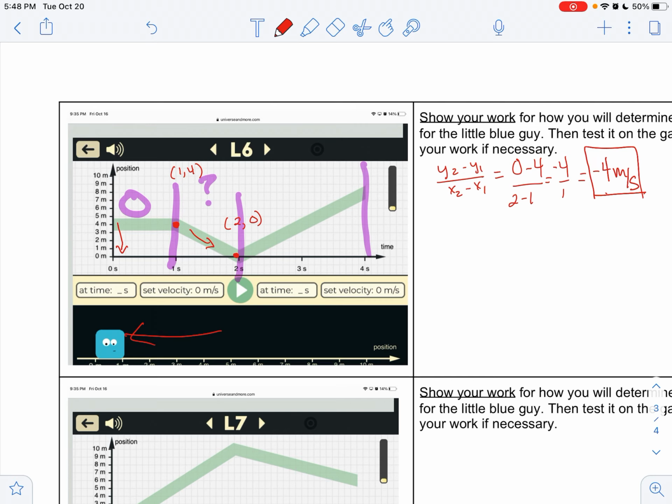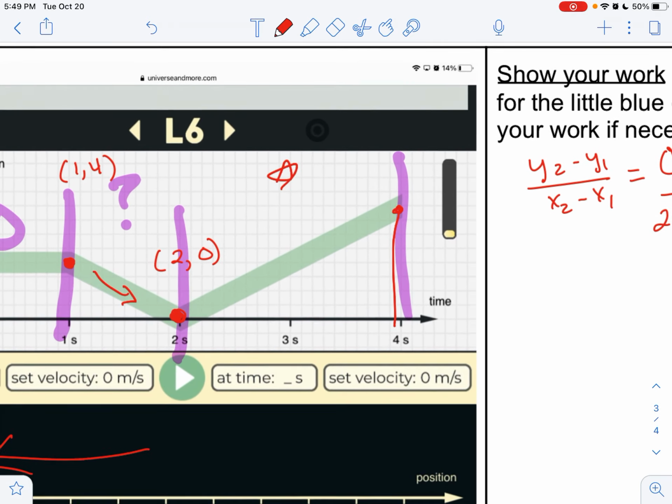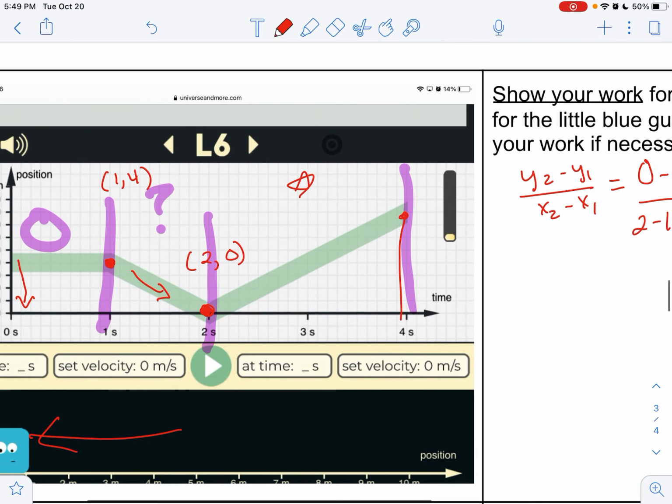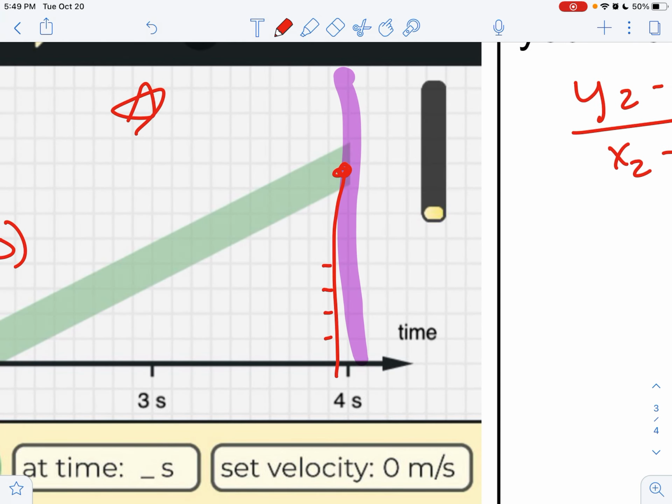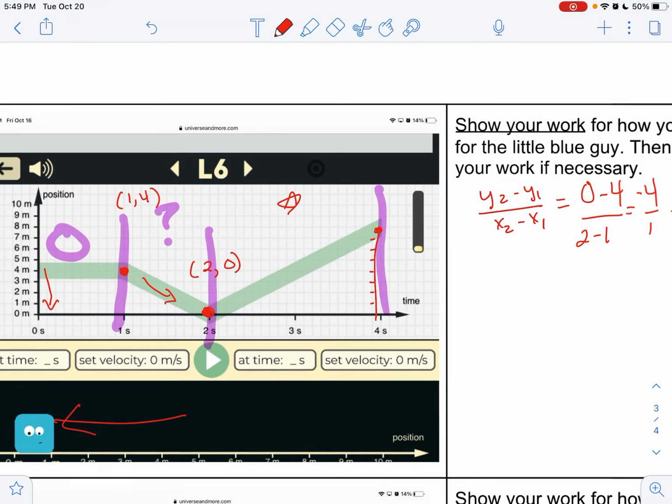Now let's do this second part of the slope over here. All right, I'm going to still choose this point at 2, 0. And I'm going to choose a point here at the end because it's easy to see at 4 seconds. Let's see, the middle of the line here seems to be at 1, 2, 3, 4, 5, 6, 7, 8. So 4, 8. I'm going to find that slope.